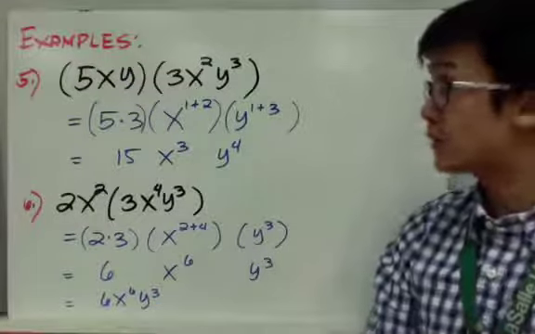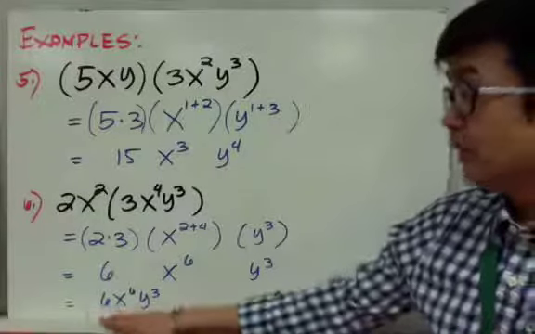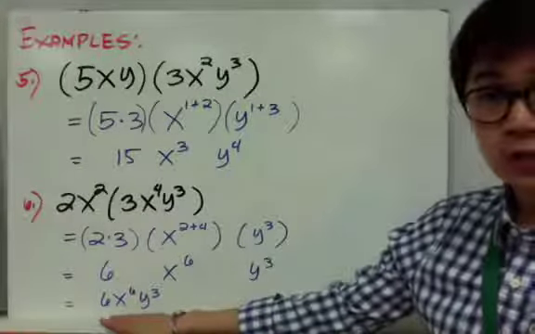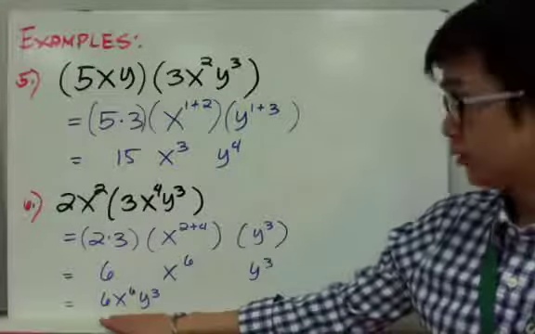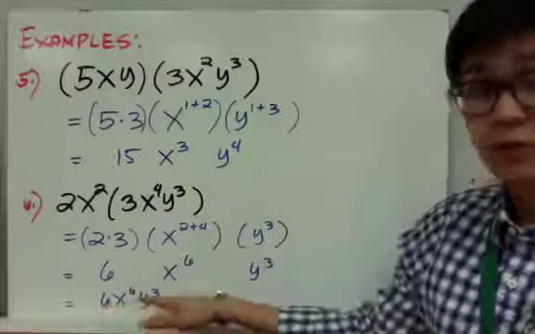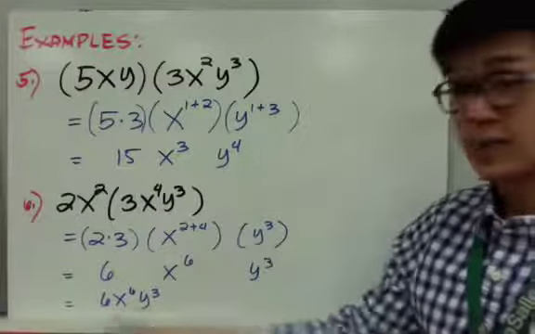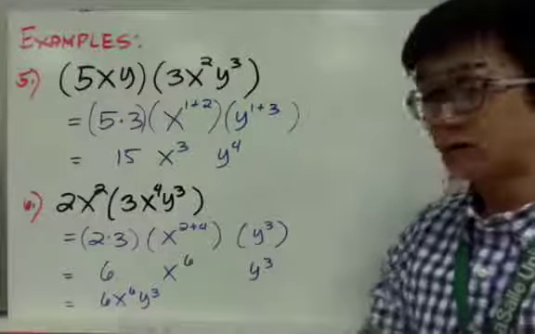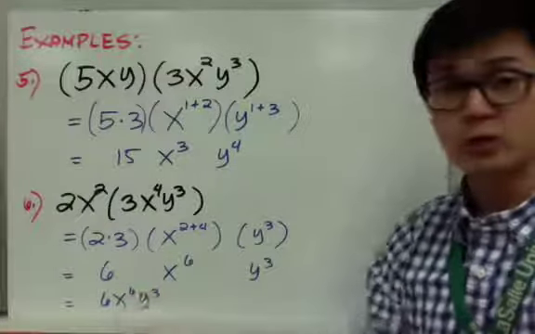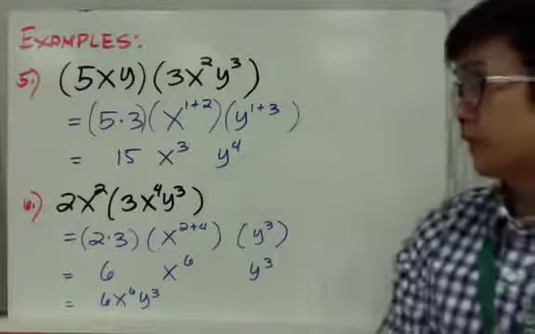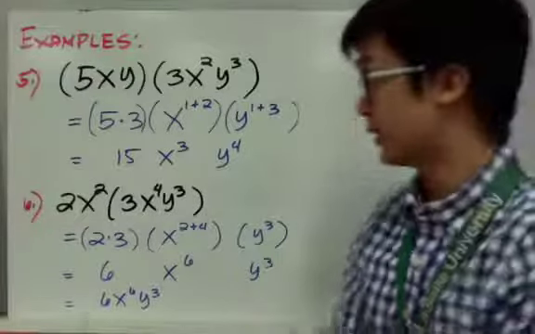So, bago tayo pumunta doon sa susunod na example, tandaan nyo na pag magkaiba kayo ng variable, hindi mag-a-apply ang law. So, wag nyong i-add si 6 and 3 kasi magkaiba sila ng variable. Once again, error alert. Ito yung common mistake ng pag-simplify ng exponential expressions.